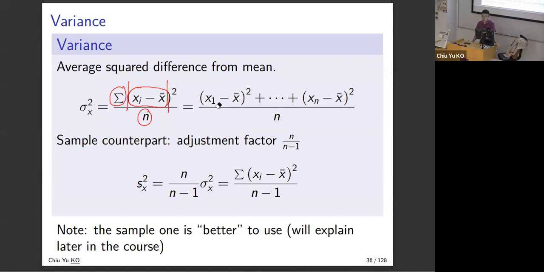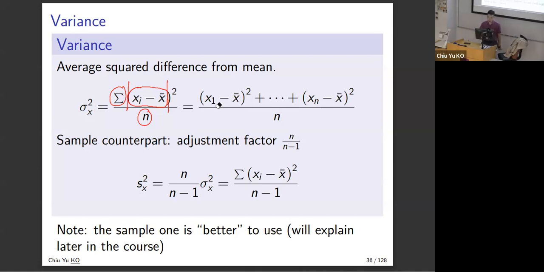And square has a property: the further away the data is, the higher the weight it gets after squaring. So it punishes the data which is way further away. So that's a property of variance, and this is a good one.